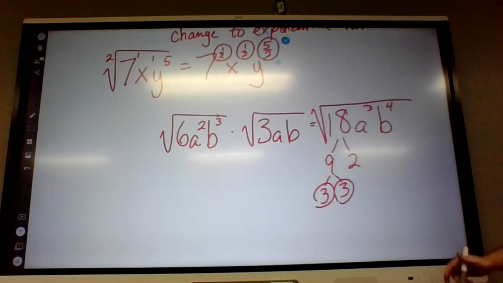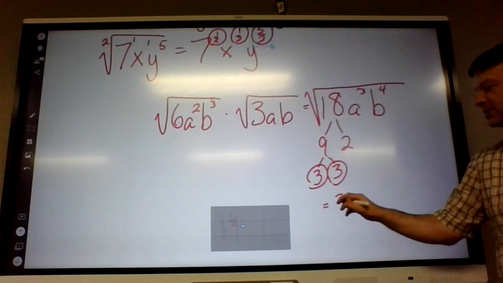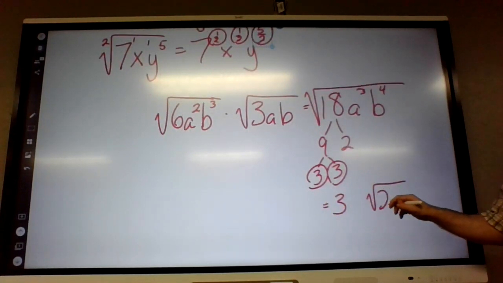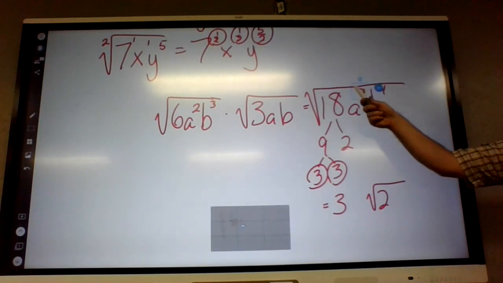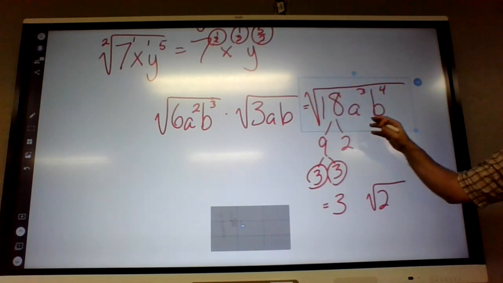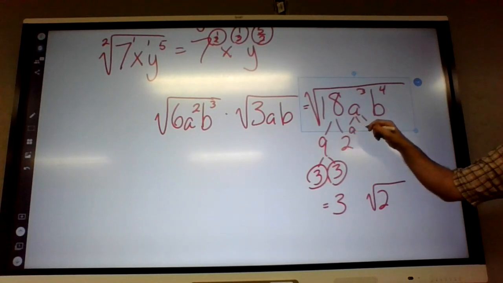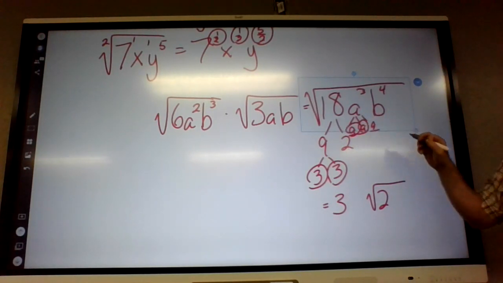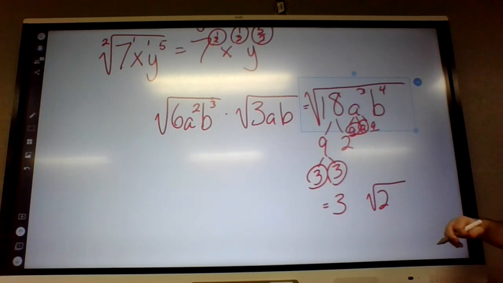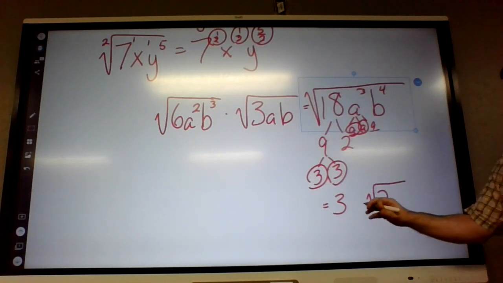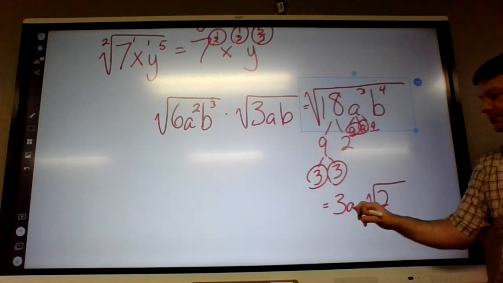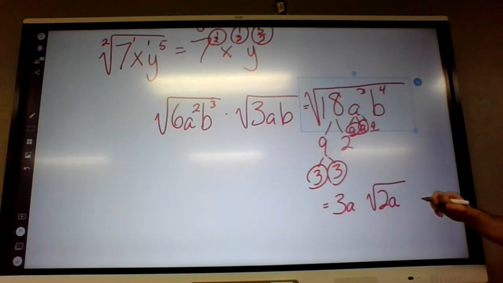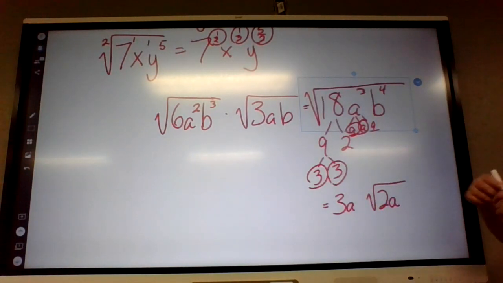This will be 3 square root of 2, put a little space. Okay, 3 divided by 2, or you could do it like this, a times a times a. So one a comes out, one a is left behind. That might be easier. Maybe I should start teaching it like that. Here, let me move it so you can see.